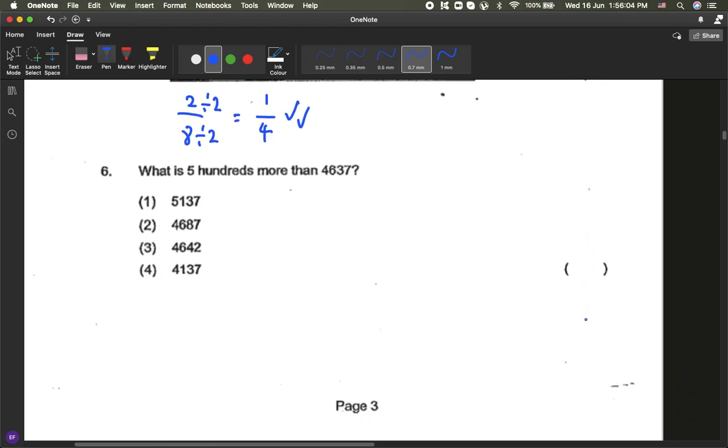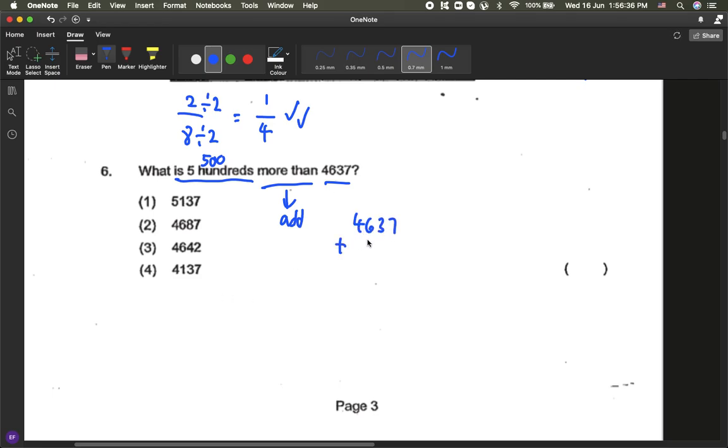Now, question 6. What is 5 hundredths more than 4637? Now, in the question, when you see more than, it means that they want you to add numbers. And in this case, we need to add 4,637 with 500. So 500.